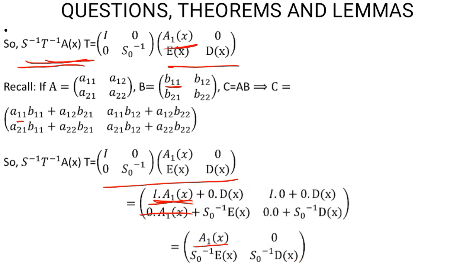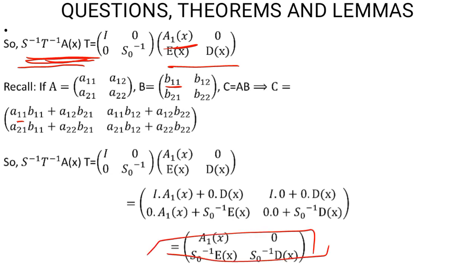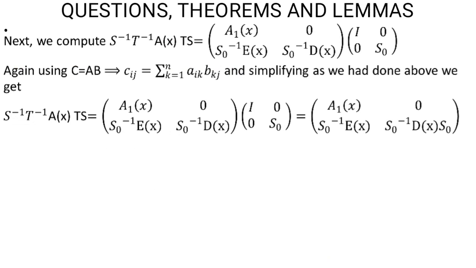Okay, I might have been fast there, or I am fast. So what I want you to do is to pause the video, do your multiplication, and compare and contrast whatever you get with what I have gotten. Okay, so we've succeeded in showing the multiplication for S inverse T inverse AXT, which is right here. Okay, so let's see what happens now when we multiply by S.